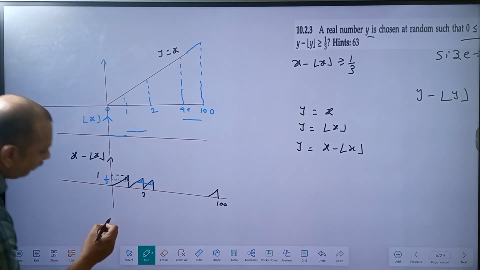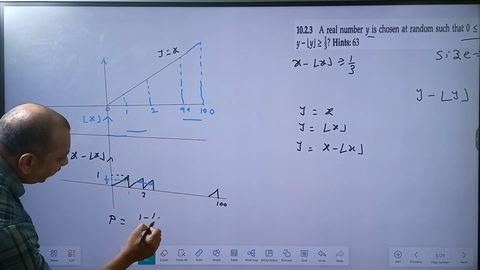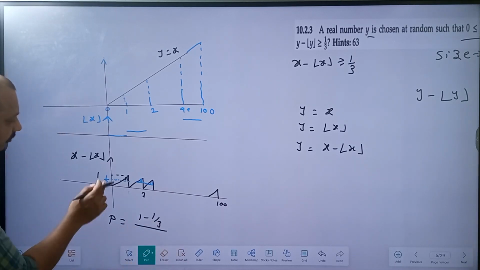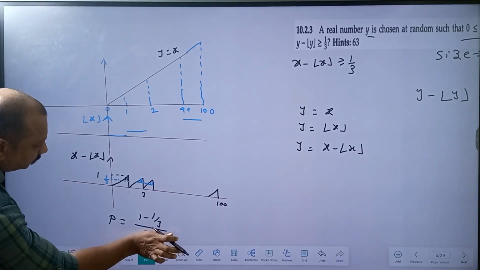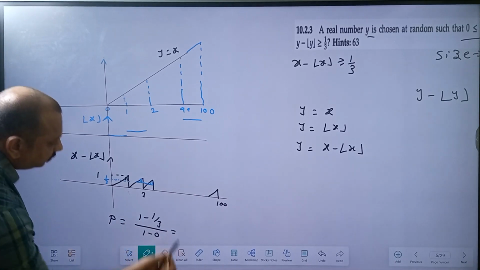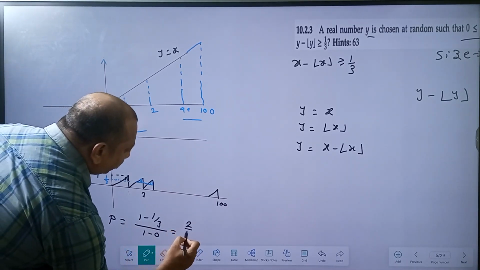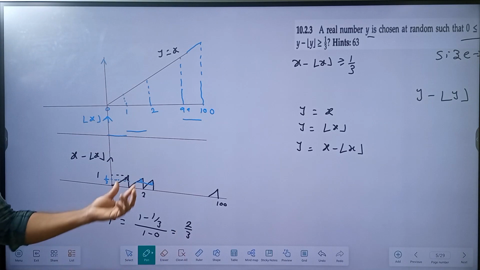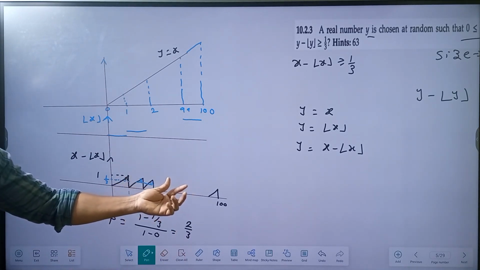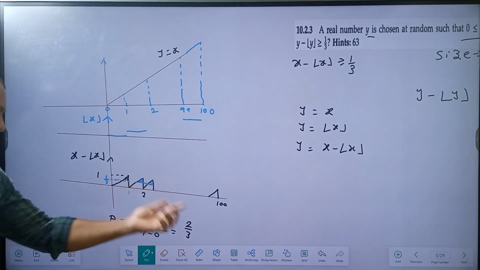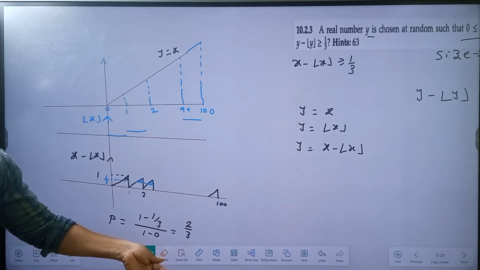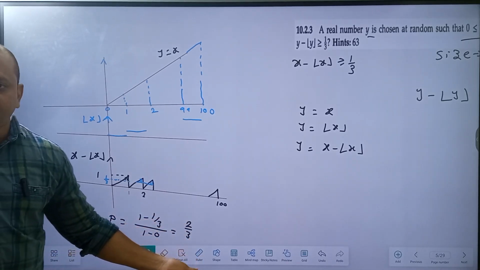So required probability is equal to simply 1 minus 1 by 3 whole divided by 1 minus 0. So required is equal to simply 2 by 3. Okay. ఇలాంటి ఎన్ని ఉన్నాయి? 100 ఉన్నాయి. If you consider over 100, 1 minus 1 by 3 into 100 divided by 1 minus 0 into 100. The required is equal to simply 2 by 3.